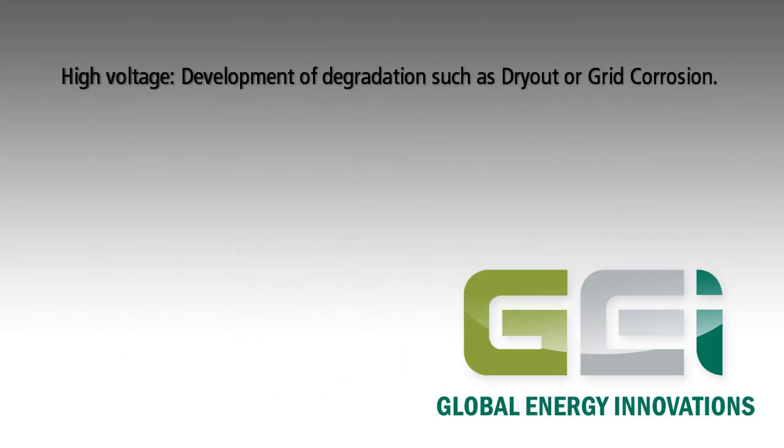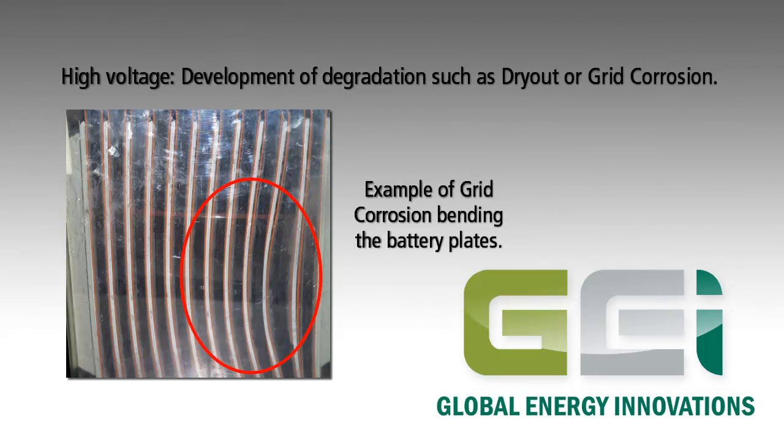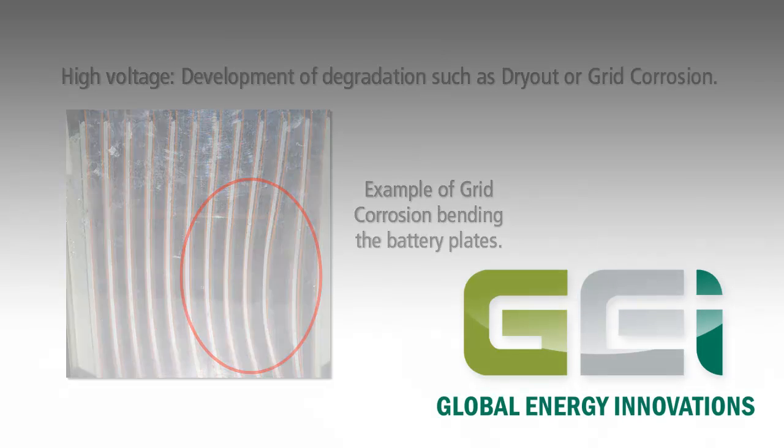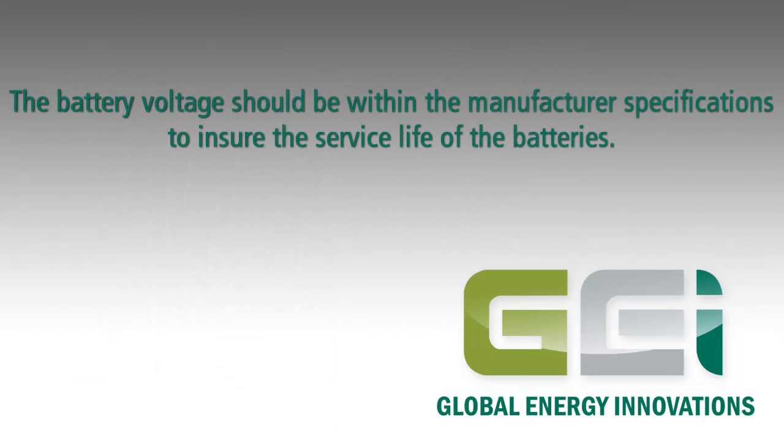Likewise, failure will also develop in batteries showing high voltage. For example, a high floating voltage for lead-acid batteries accelerates grid corrosion, promotes dryout, or can lead to dangerous situations such as thermal runaway. Therefore, it is important to ensure that the battery voltage is within manufacturer's specifications.